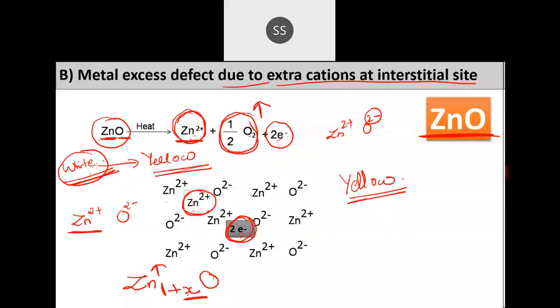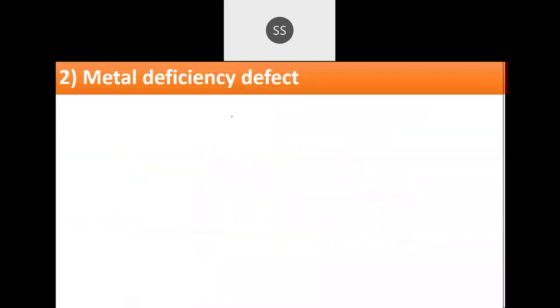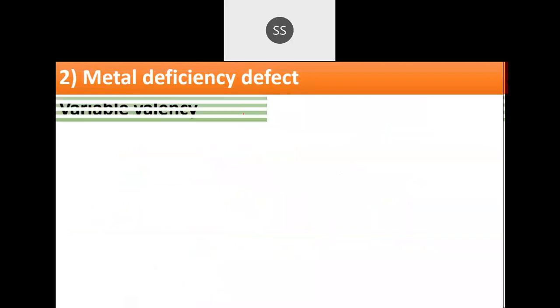Now the last one remaining, students, is metal deficiency defect, the second part of non-stoichiometric defect. Metal deficiency means metals are less in number here, and this defect is usually seen in transition elements. Transition elements have variable valency; they have different oxidation states.